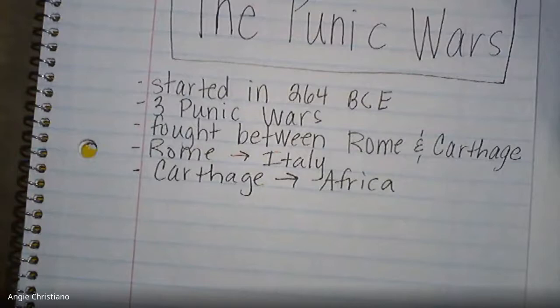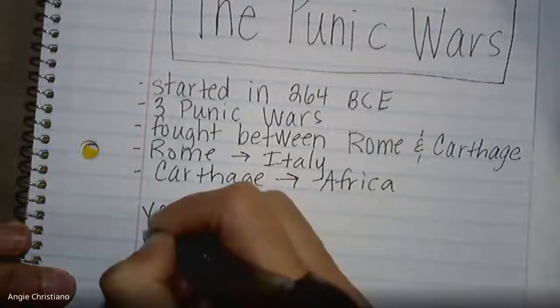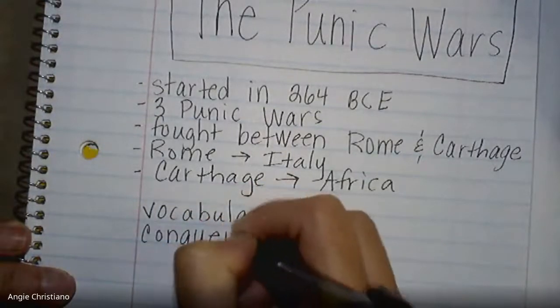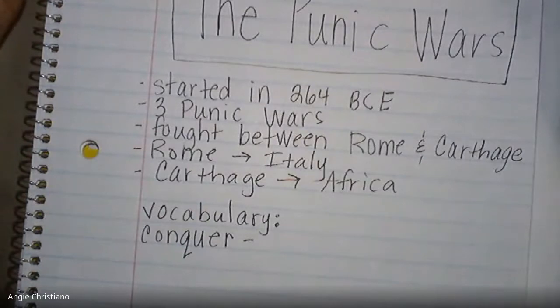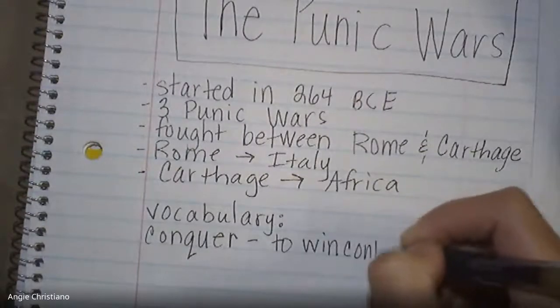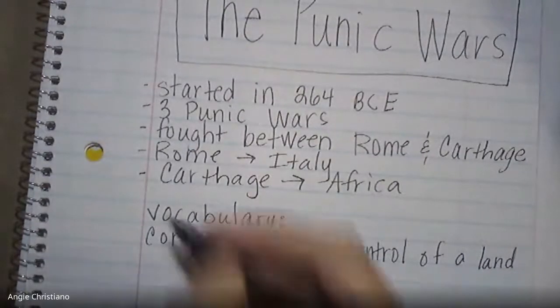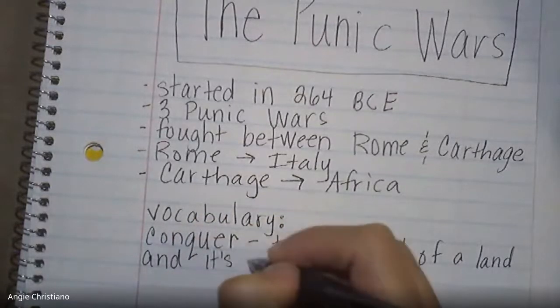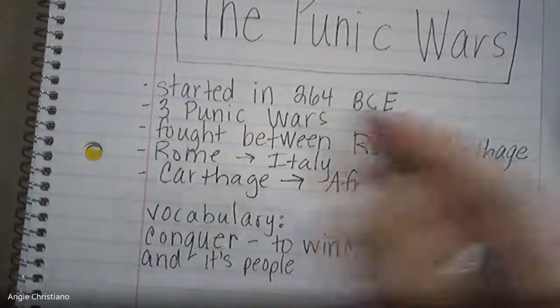Now we are going to have some vocabulary words to write. The first vocabulary word is conquer. And conquer means to win control of a land and its people by attacking an enemy or fighting a war. To win control of a land and its people by attacking an enemy or fighting a war.